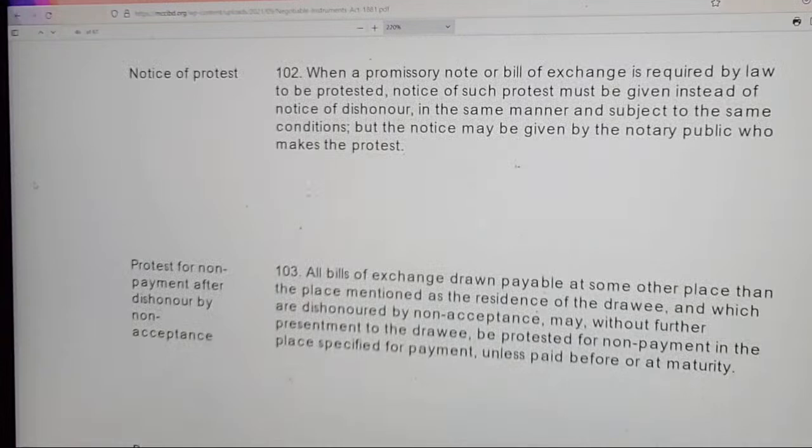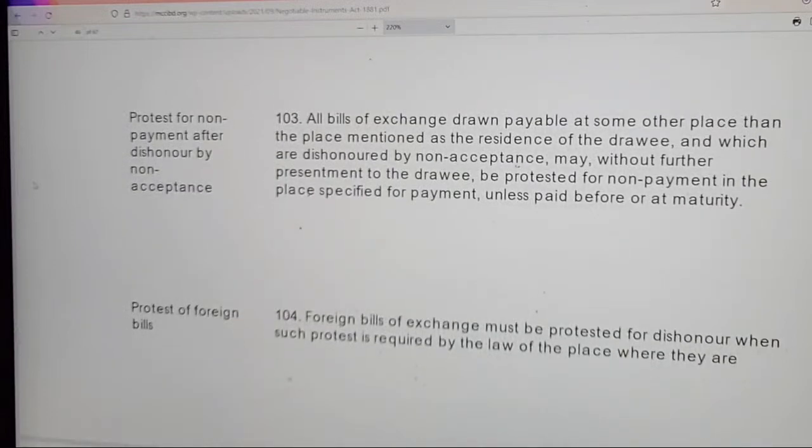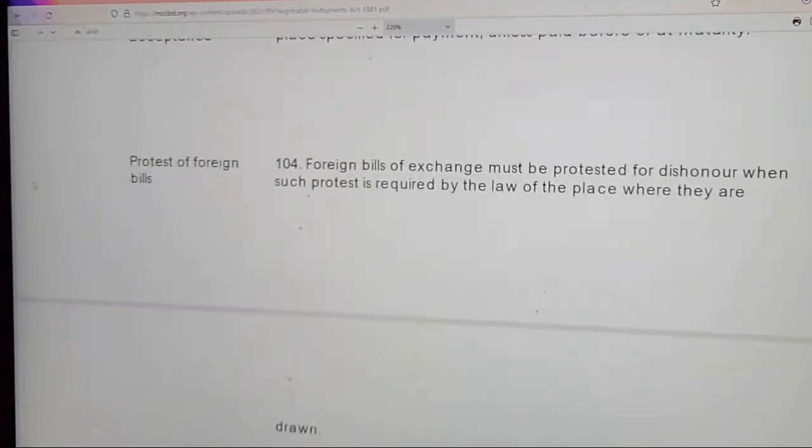Notice of protest. 102. When a promissory note or a bill of exchange is required by law to be protested, notice of such protest must be given instead of notice of dishonor, in the same manner and subject to the same conditions, but the notice may be given by the notary public who makes the protest. Protest for non-payment after dishonor by non-acceptance. 103. All bills of exchange drawn payable at some other place than the place mentioned as the residence of the drawee, and which are dishonored by non-acceptance, may without further presentment to the drawee be protested for non-payment in the place specified for payment, unless paid before or at maturity.